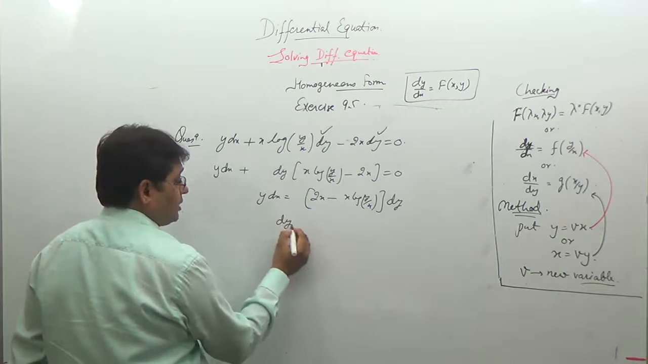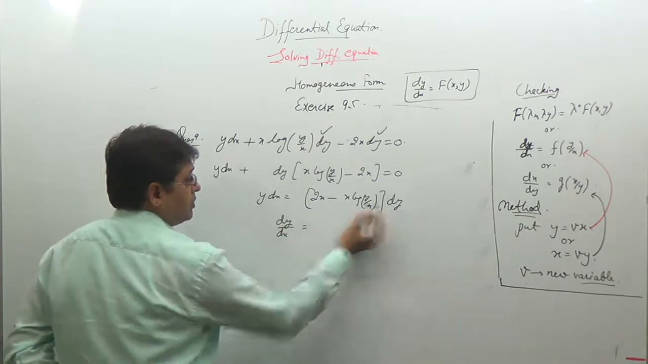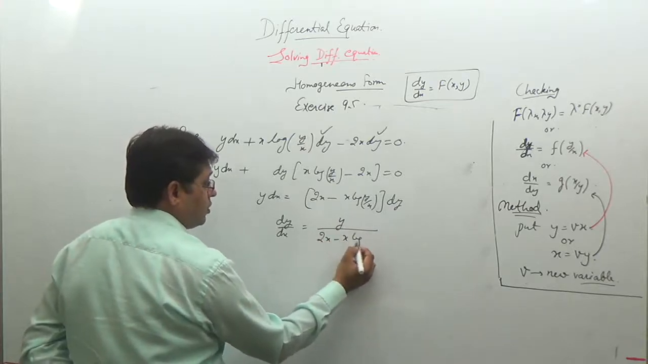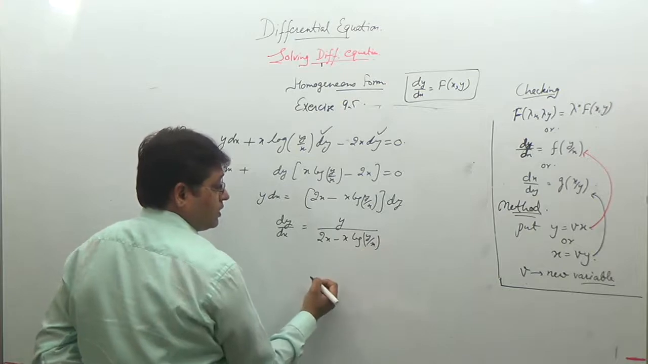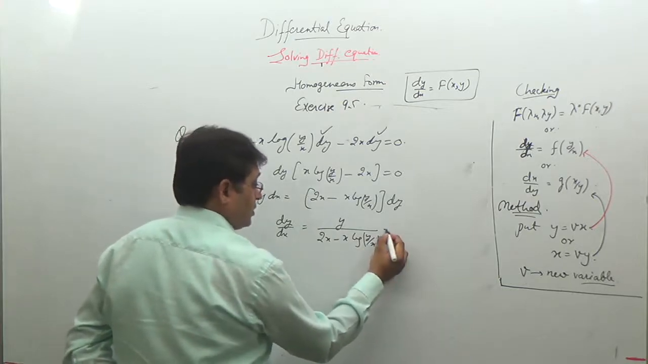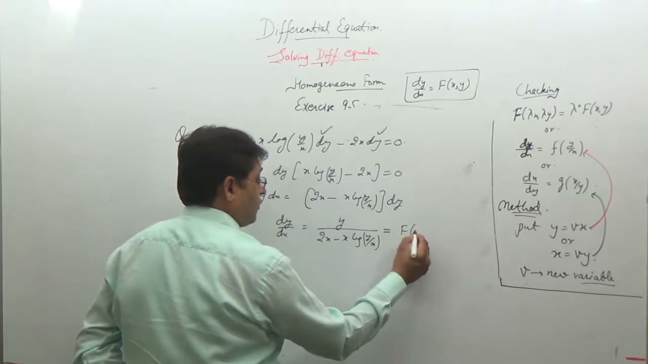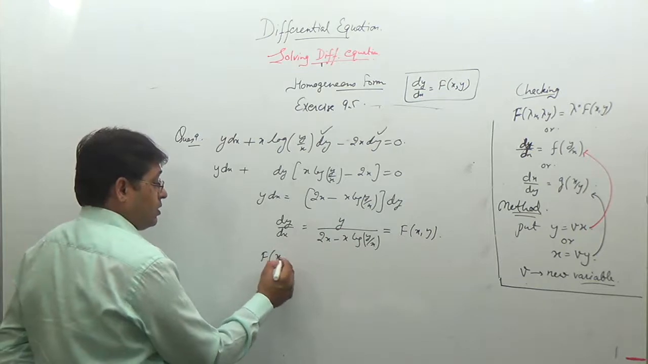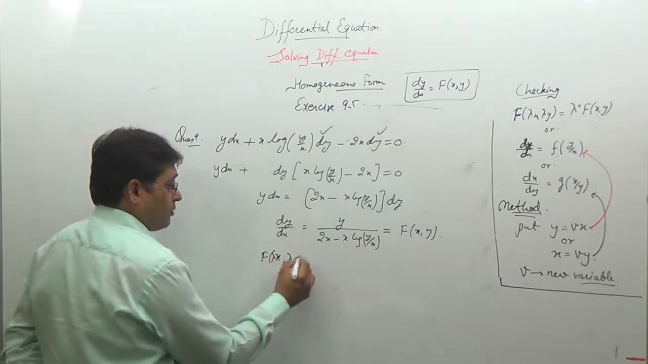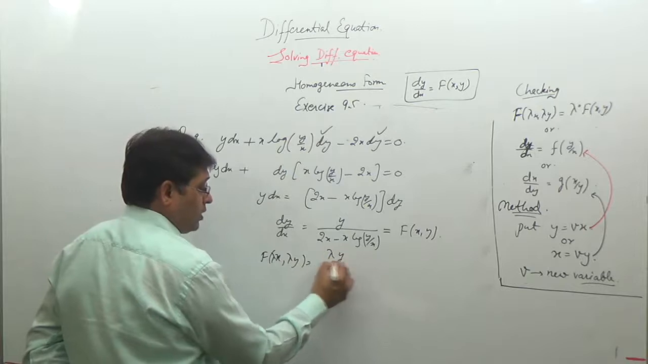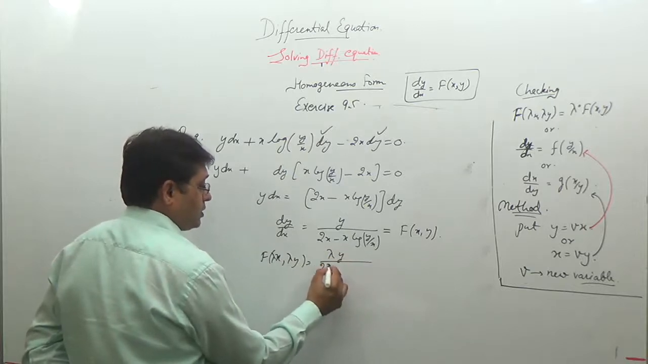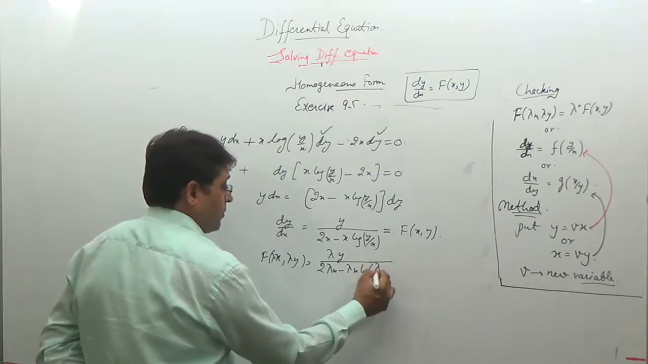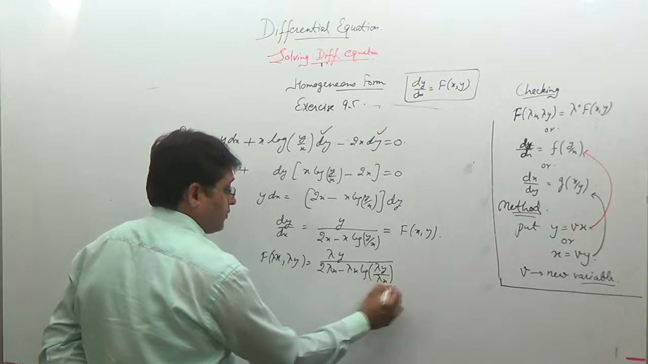Now dy by dx will be y upon 2x minus x log y upon x, which can be taken as f of x comma y. Now again checking part, put lambda x in place of x, lambda y in place of y, you will get lambda y upon 2 lambda x minus lambda x log of lambda y upon lambda x.